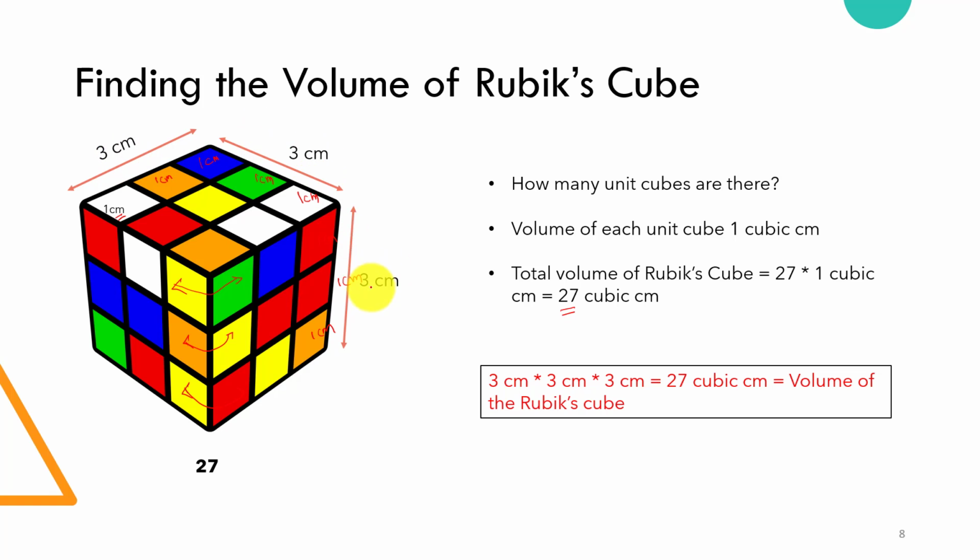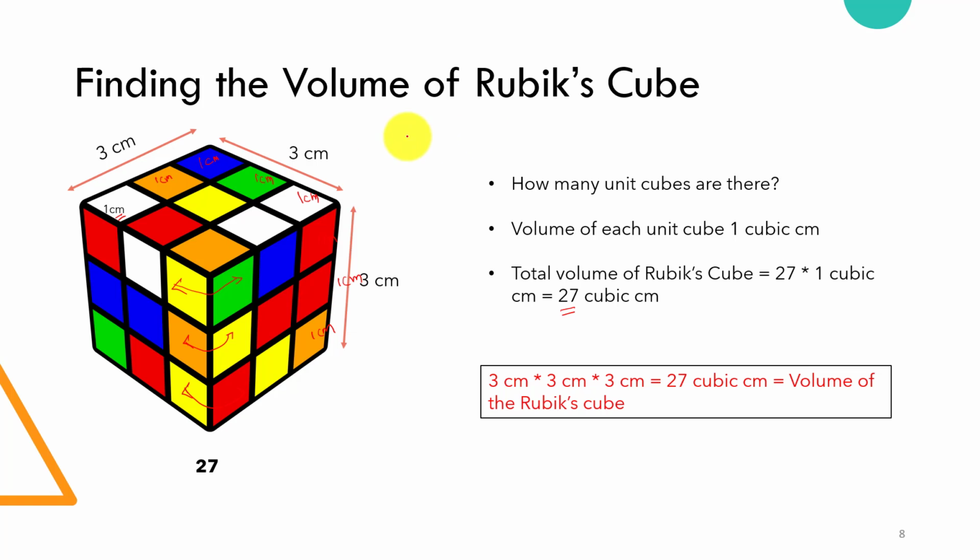Okay, so very interestingly, if you just multiply these three, this 3 centimeter length, 3 centimeter breadth and 3 centimeter height, we are getting 27 cubic centimeter as well, which is nothing but the volume of the Rubik's cube. So that means if we just multiply the length, breadth and height of this cube, or any cuboid, we'll see in the cuboid example as well, we will get its volume.